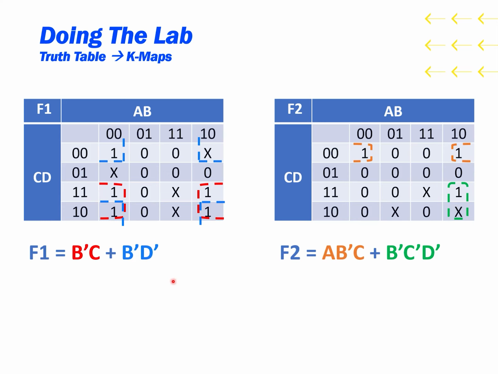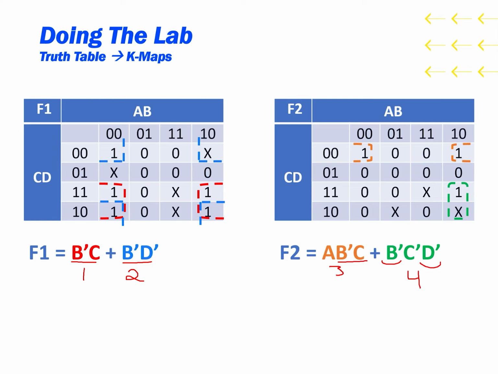And if I write the functions out here, here we have the red group, and it can share the B'C gate here, and the blue group can share the B'D' gate. Meaning that from 18 AND gates, we're now down to 1, 2, 3, 4, due to the sharing and reduction.